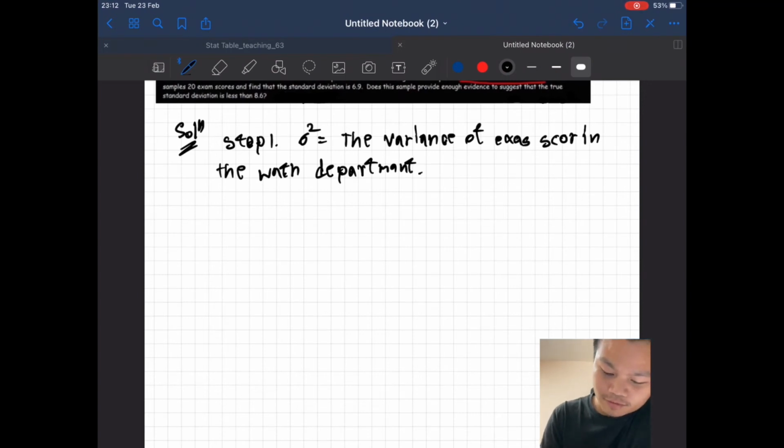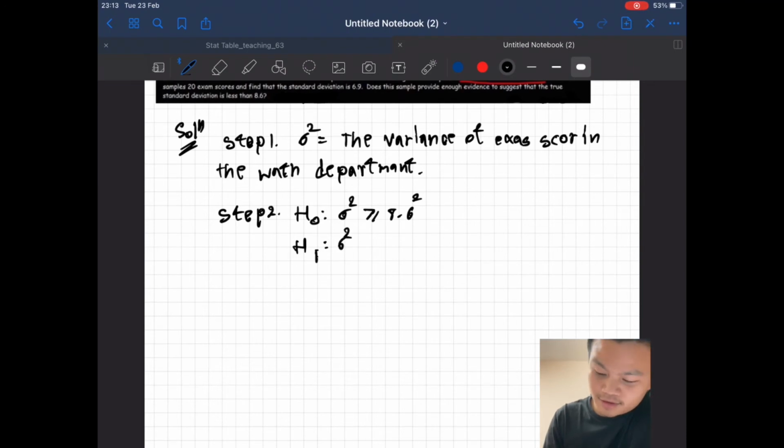Step 2: the null hypothesis is variance more than or equal to 8.6 squared. The alternative hypothesis is variance less than 8.6 squared. N is 20. Degrees of freedom is 19.